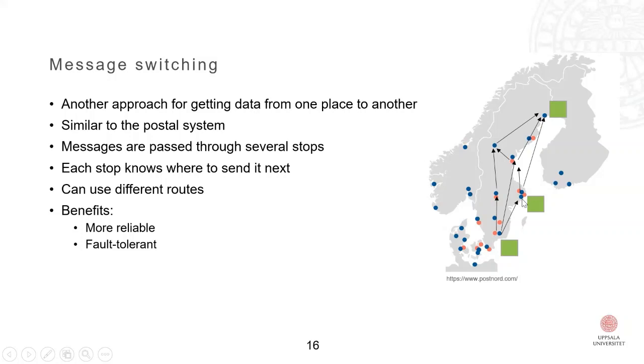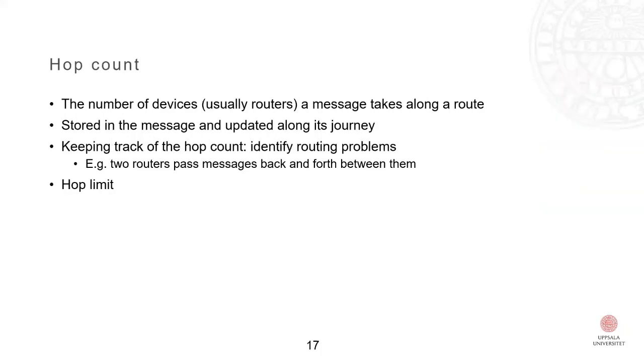Each time, the hop count, which is the number of stops that have passed so far, is updated and incremented by 1. So when we see that this number is getting too large, we realize that there should be a problem. So we can think of a solution for that.